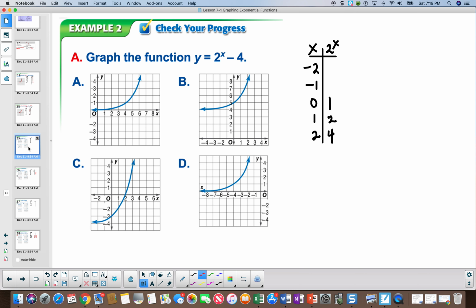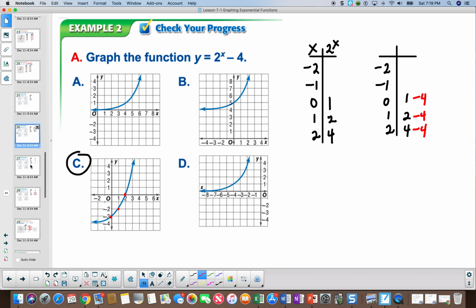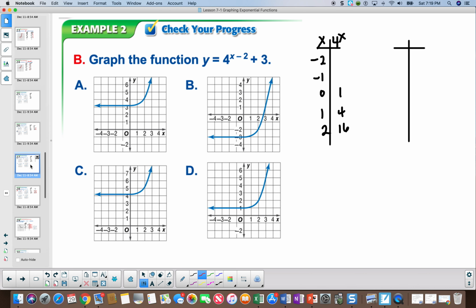All right, your turn. Decide what you're going to do. Work with the parent function. And here's the answer. What I did is I just shifted down, which means take all your y's and subtract 4.